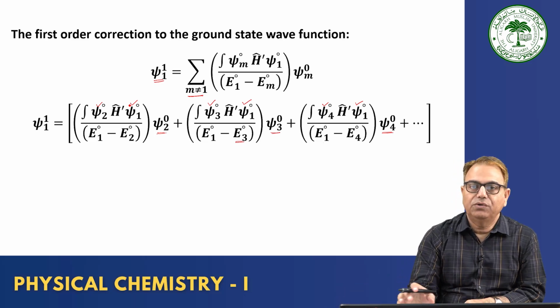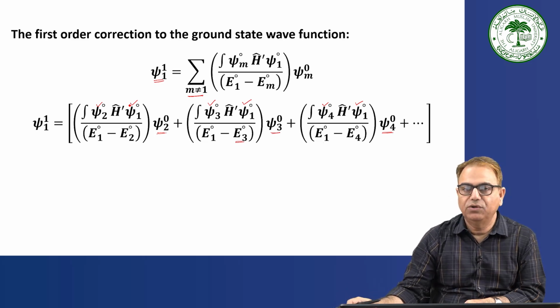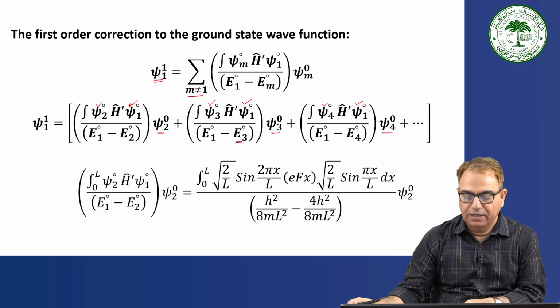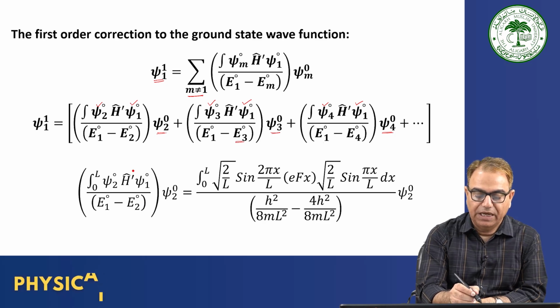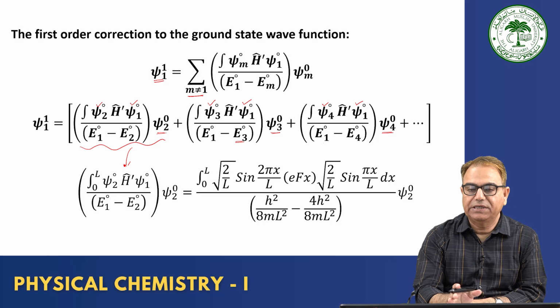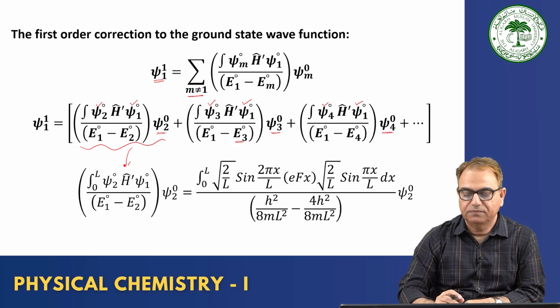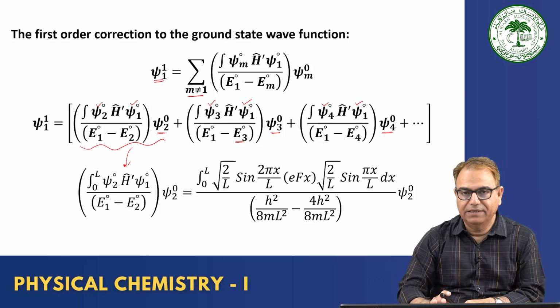Now we cannot do all these terms simultaneously, first term, second term, third term. So we will start with the first term only. If you write the first term, in the limit 0 to L, it will be psi 2 naught H prime psi 1 naught divided by E1 naught minus E2 naught. This is the first term. For the time being we are not concerned with the second and third terms, and higher terms could also be there, but I will tell you how we can reach the final value.